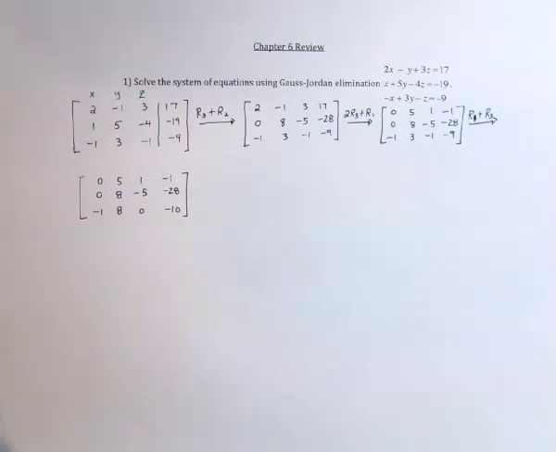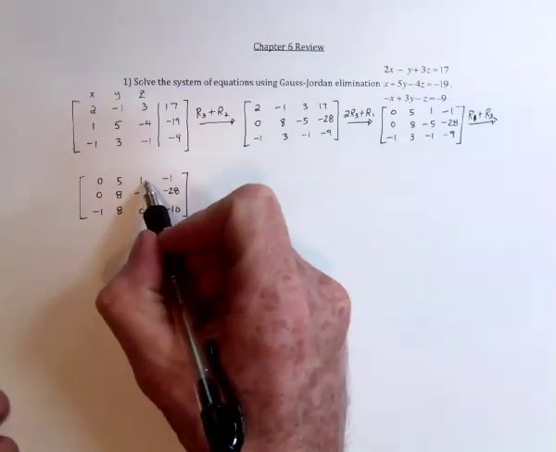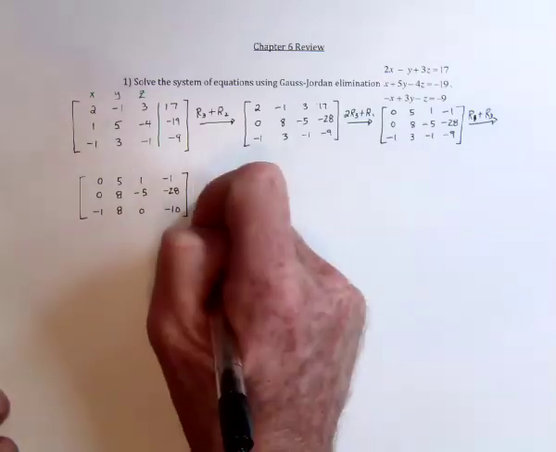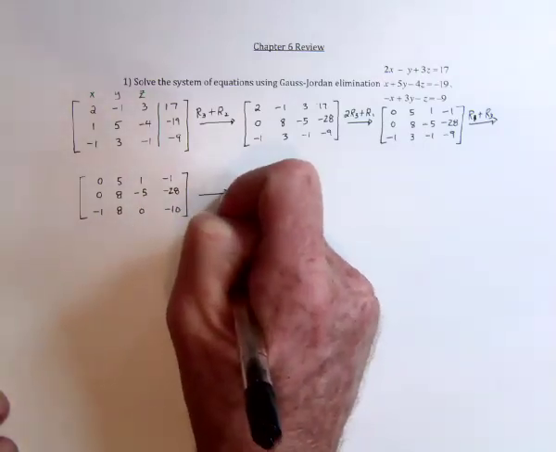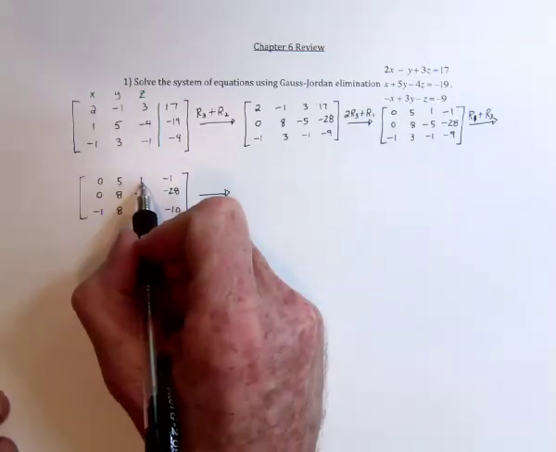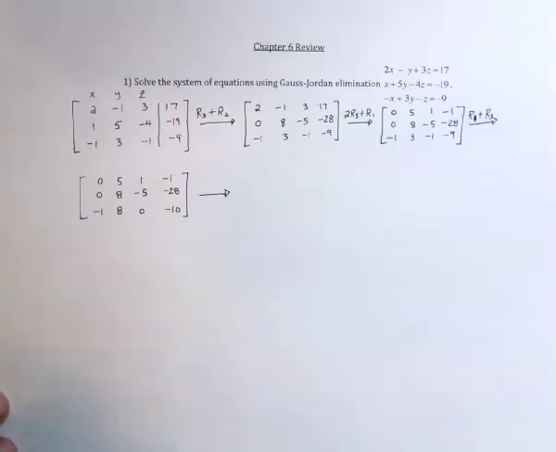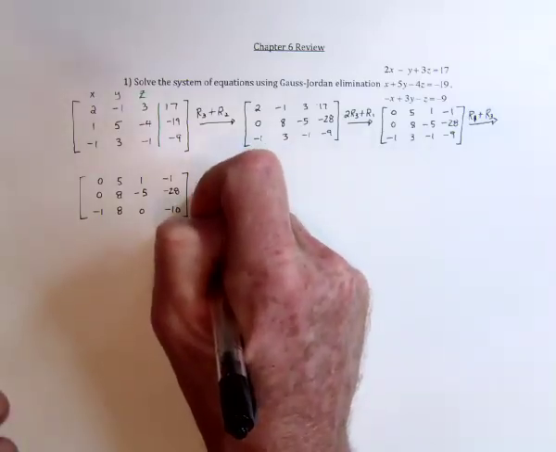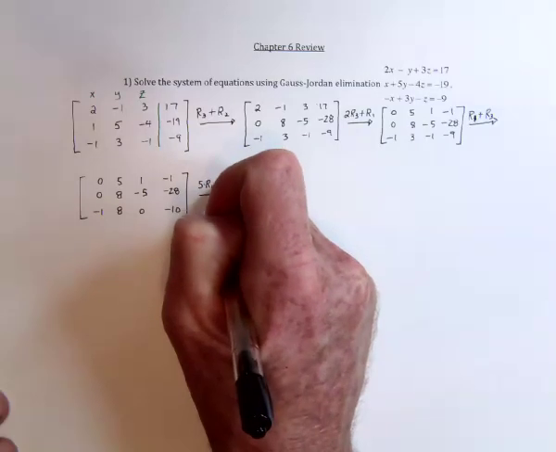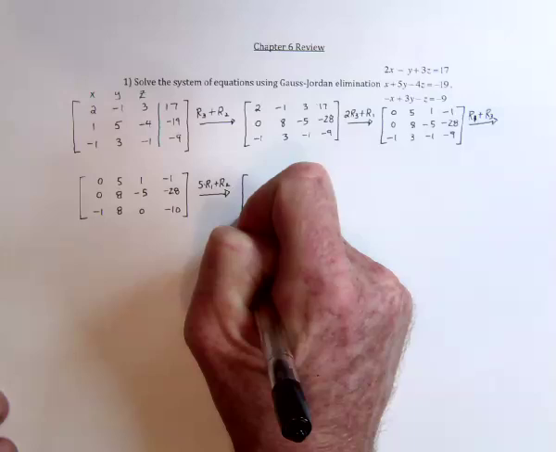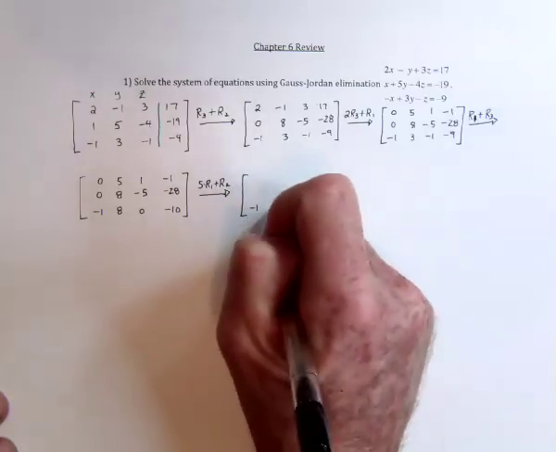And now I can use this 1 again to eliminate this 5. So I'm going to have to multiply by 5 in order to get a positive 5 and get it to cancel. So for row number 1, multiply by 5, and then add that on to row number 2. So changing only row number 2.